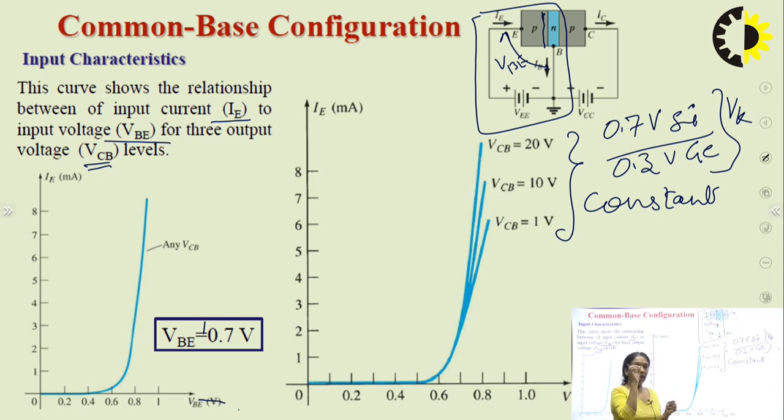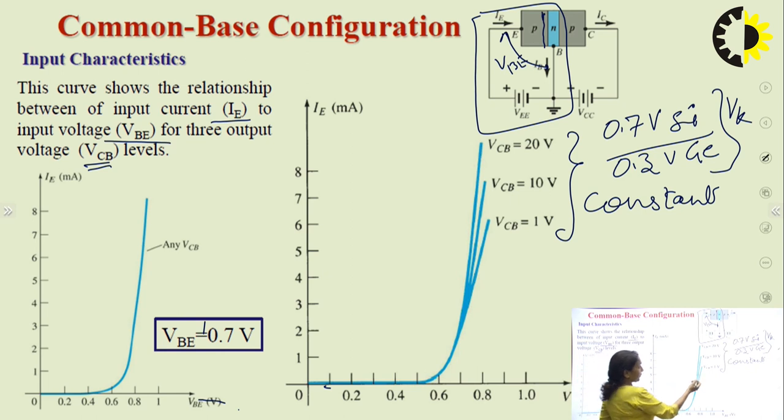So when you apply a certain voltage, until this input voltage exceeds the barrier potential voltage, none of the current is flowing in the circuit. Almost zero current is flowing, and as soon as that voltage is sufficient to overcome the barrier potential, your current will start flowing in the circuit. But this is not a linear graph. This follows the diode current equation.